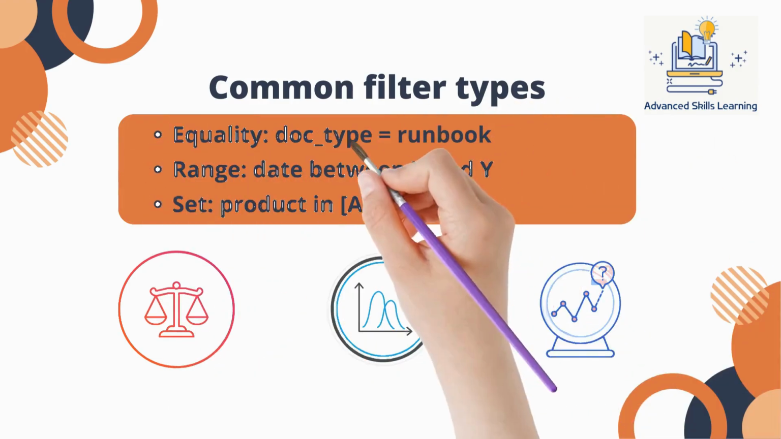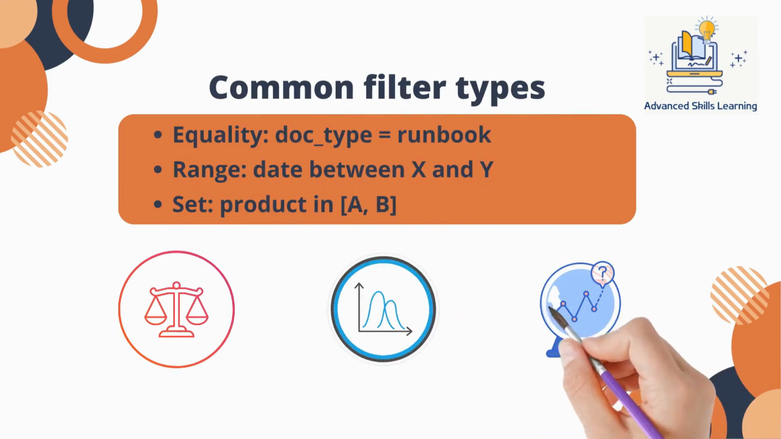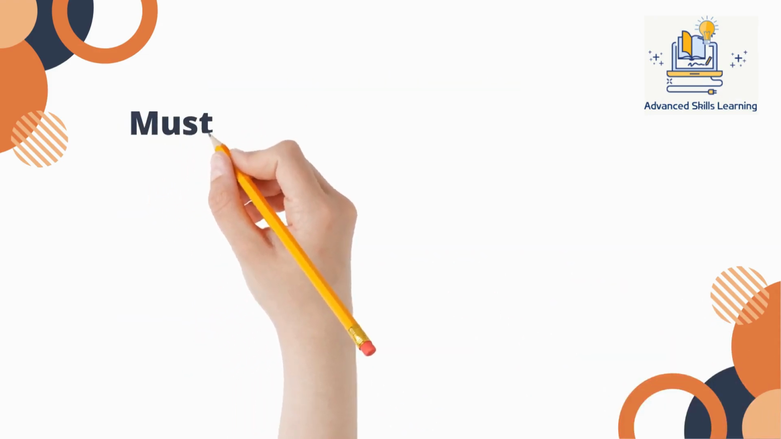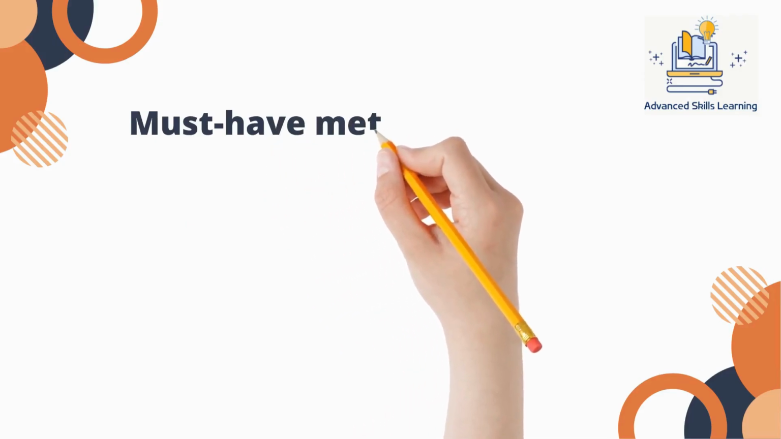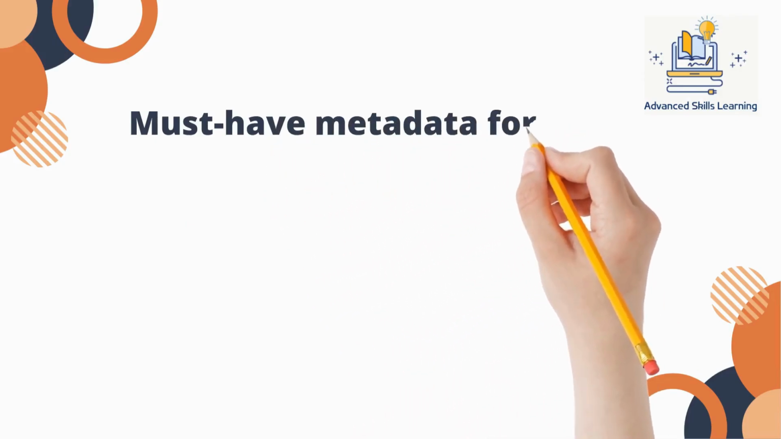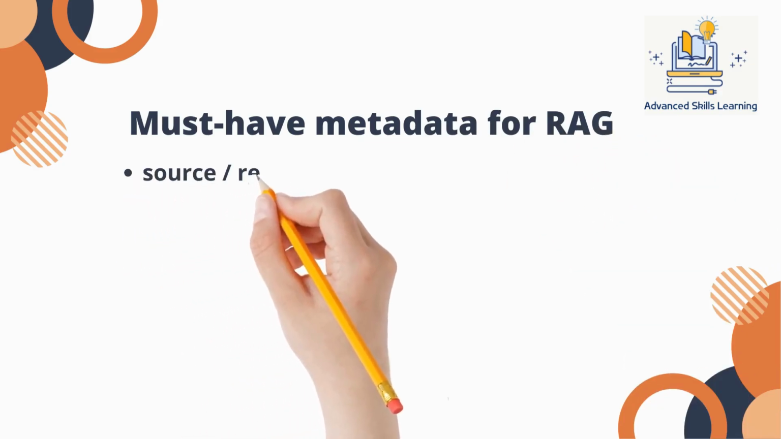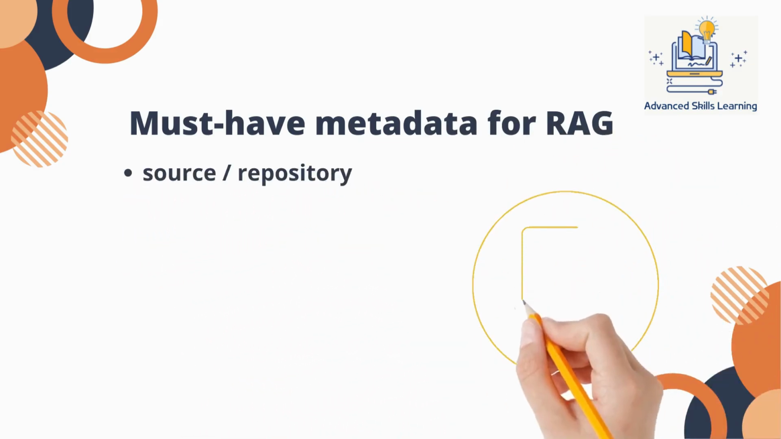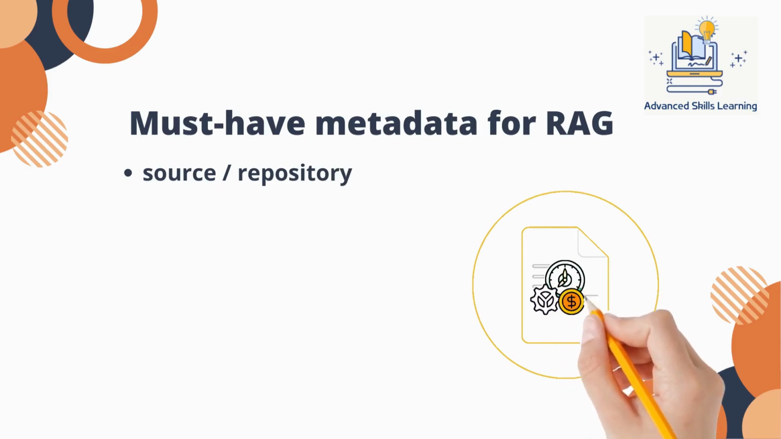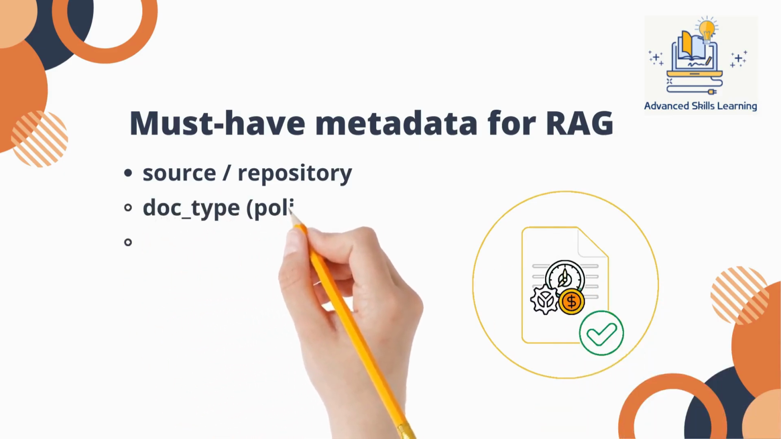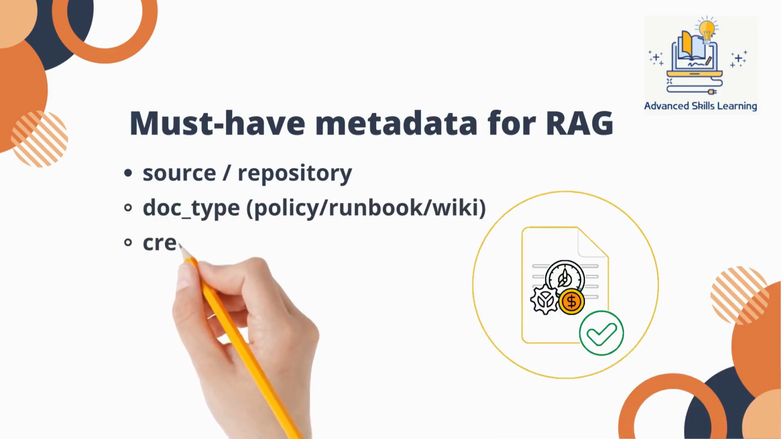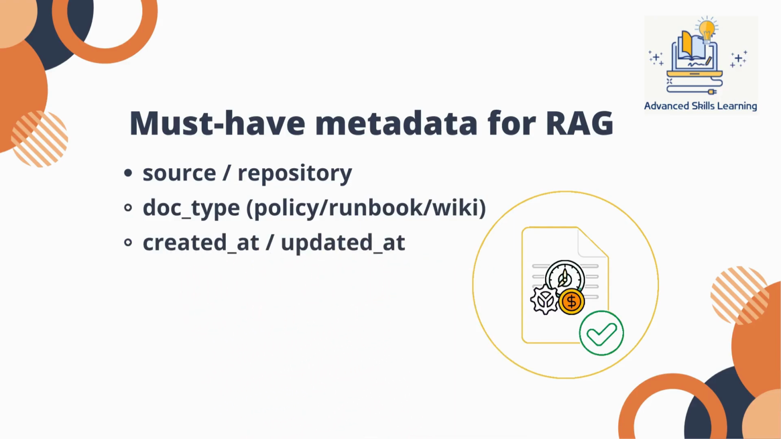If you add only a few metadata fields to start, focus on the must-haves: source or repository, document type, and created or updated timestamps. Source reduces cross-domain noise, doc type lets you separate official guidance from informal notes, and timestamps reduce outdated results. These 3 fields alone can improve retrieval quality more than most embedding tweaks.